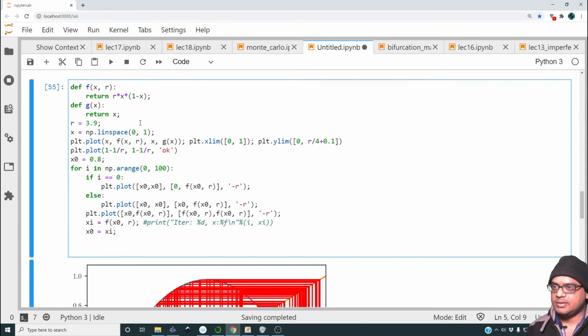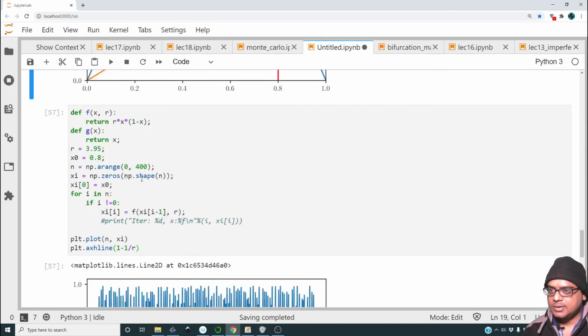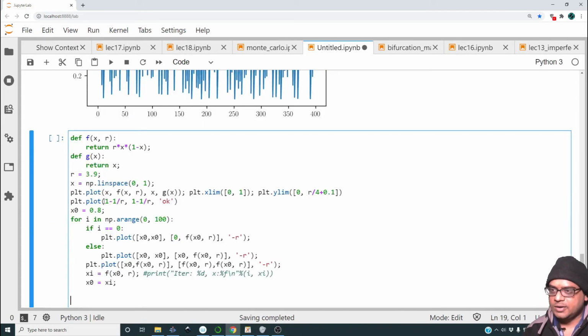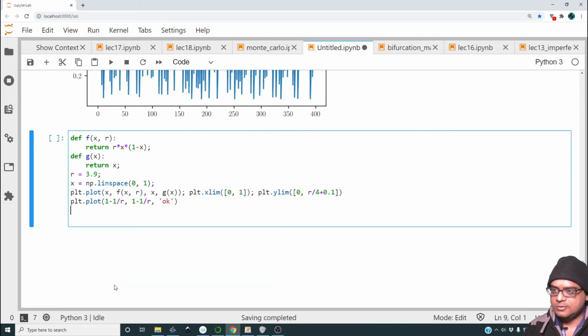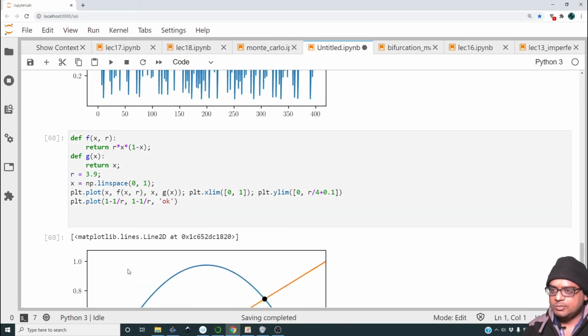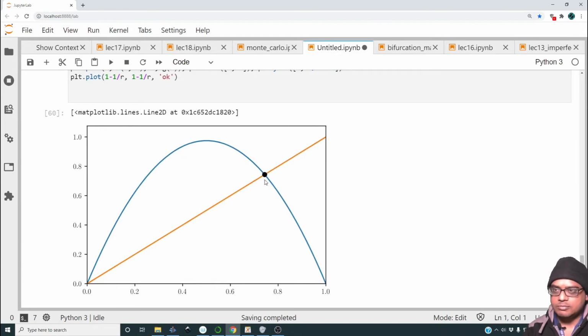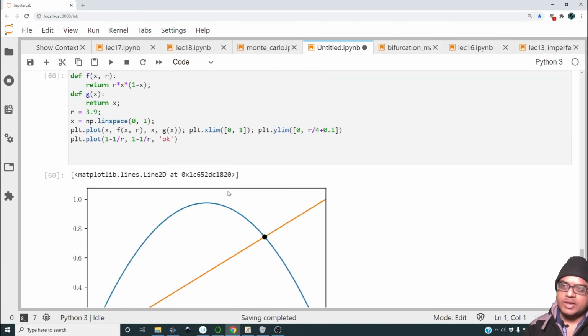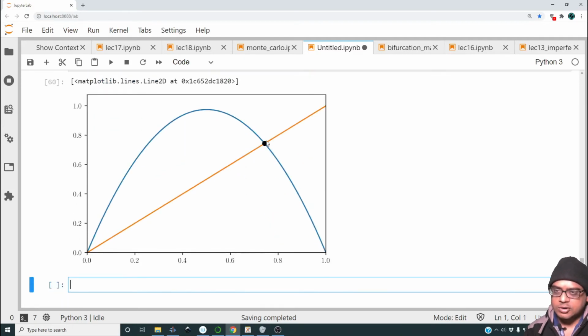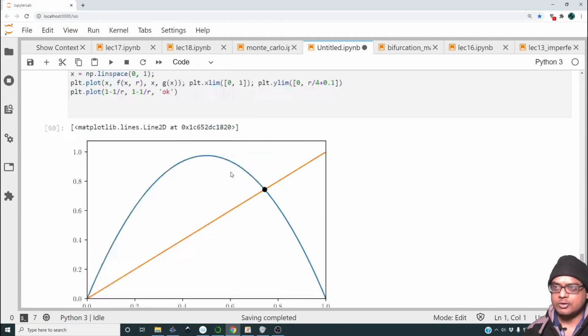In fact, let me take this snippet, let me paste it over here so that we can see the map clearly. So let me remove all these guess values and let me simply plot this. Okay, so this is how the plot looks like. And now beyond r equal to 3, this is not a stable fixed point. This is an unstable fixed point. It's not converging to that root.